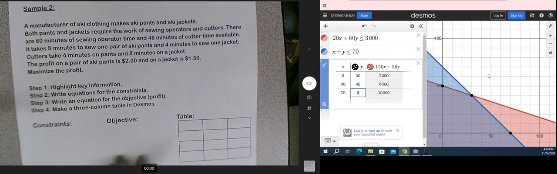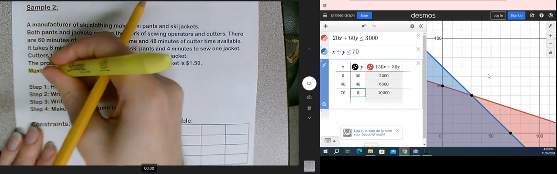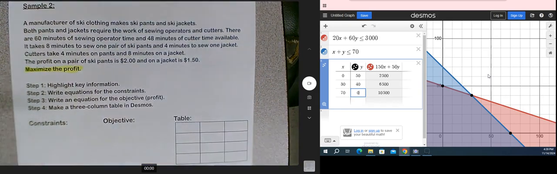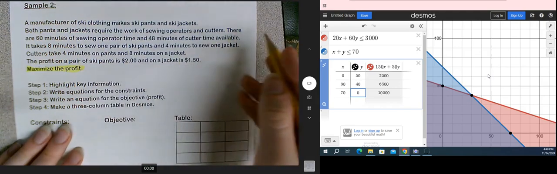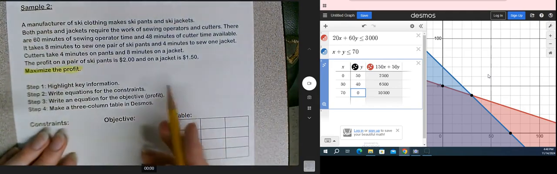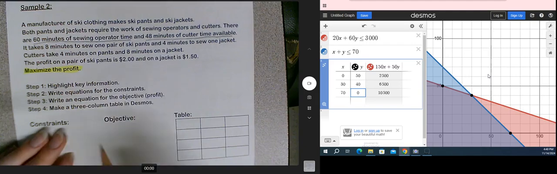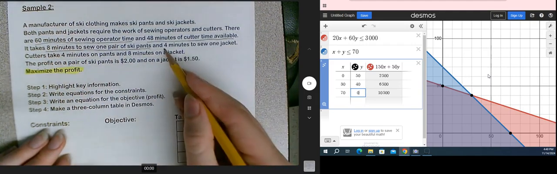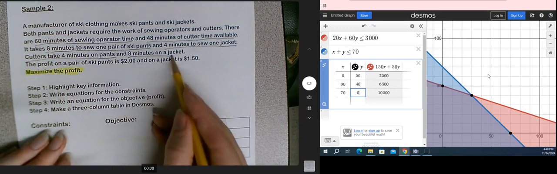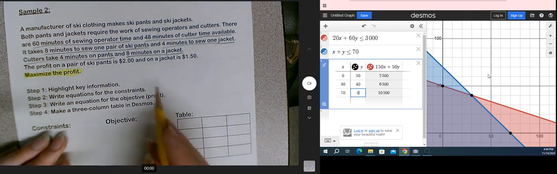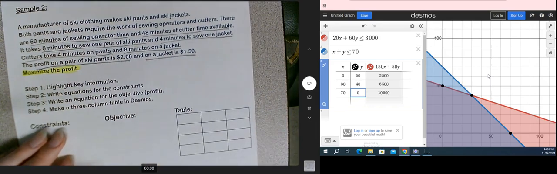Okay, a manufacturer of ski clothing makes ski pants and ski jackets. The goal is to maximize the profit, as usual. So our key here is there are 60 minutes of sewing operator time and 48 minutes of cutter time available. It takes 8 minutes to sew 1 pair of ski pants, 4 minutes to sew 1 jacket, and cutters take 4 minutes on pants and 8 minutes on a jacket. The profit on a pair of ski pants is $2, and on a jacket it's $1.50.